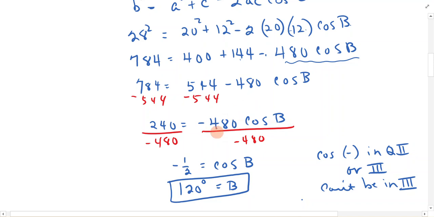We divide this because it's being multiplied here. So all of this is separate. This is attached to the cosine B. When you do that, you get negative 1/2 equals cosine B. And so you're finding out, where is cosine negative? Quadrant 2 or quadrant 3? Well, quadrant 3 would be more than 180, so it can't be there. So in quadrant 2, the angle that has a 1/2 as its cosine would be a 60-degree reference, and so that'd be 120. That will be angle B.